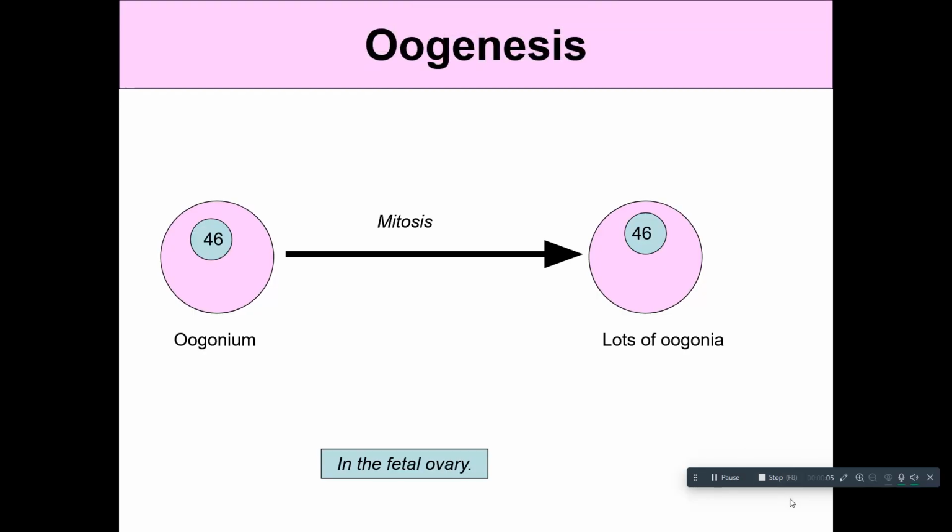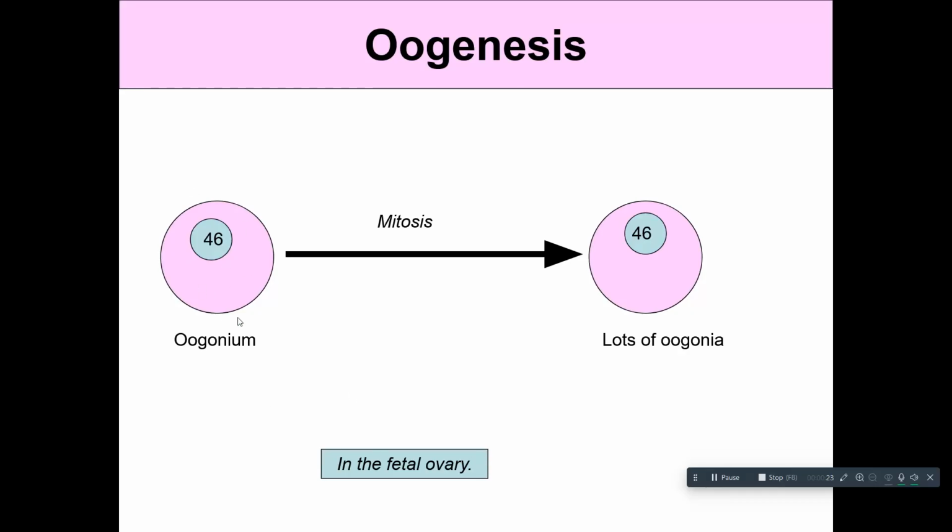Hey everybody, welcome to our second lecture on the female reproductive system. Today we're going to start out with a topic called oogenesis, which is the production of gametes. So we're making female sex cells here. And oogenesis starts in the fetal ovary.